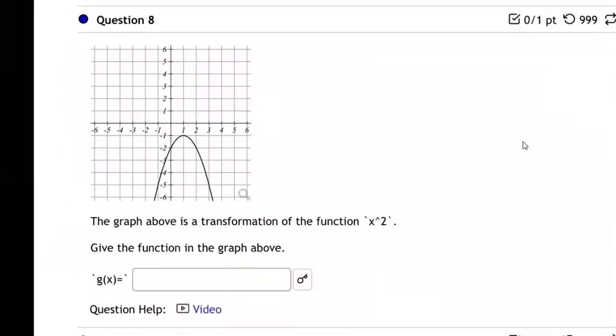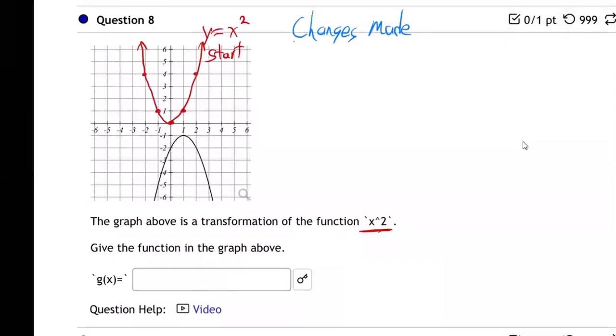So what's been done? The normal one would be right here, going through there, there, there, like that. So there's y equals x squared. That's what we start with, but then they did some stuff to make it right here. The question is, what did they do? What is all the stuff they did? Well, let's try to write it out. Changes made. What were the changes made?